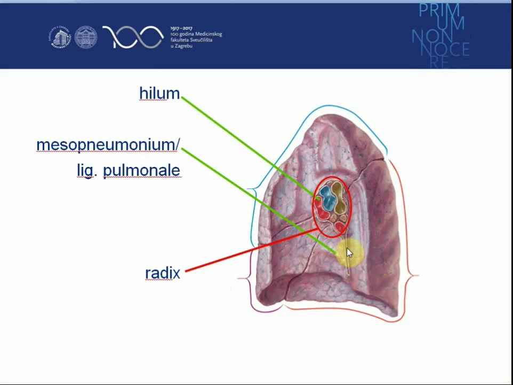As I mentioned earlier, duplicatures of the serous membrane contain blood vessels, nerves, and other structures, such as main bronchi in this example. In this regard, several terms need to be defined. The place where the structures enter the organ is called the hilum. The bundle of structures surrounded by a serous membrane represents the root or radix of the organ, and the serous duplicature itself is called the meso, in this case the mesopneumonium.